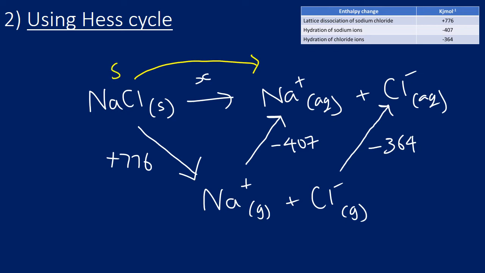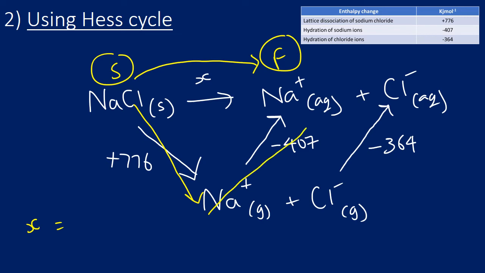And now what I do is I apply Hess's law, and my route 1 is this. So I've got my start and my finish. That's my route 1, so it's x is route 1. Route 2 is this way and then this way. So route 2 is plus 776 minus 407 minus 364. Work that out and I end up with the same answer of plus 5 kilojoules per mole.